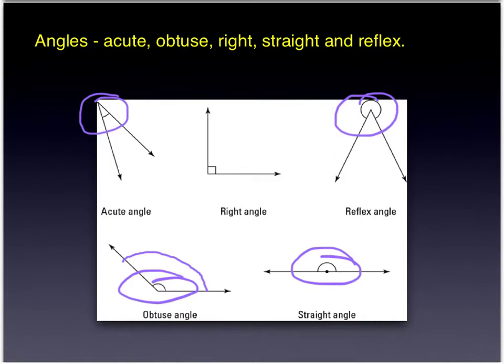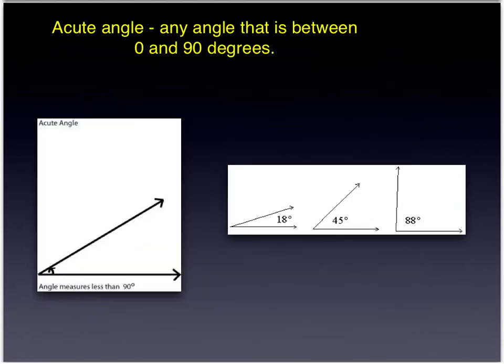And here's a little bit more detail with each. Let's start with our acute angle. It's any angle that is between 0 and 90 degrees. So you'll see any angle whose measure is less than 90 degrees. So we have 18 degrees, 45 degrees, 88 degrees. All are acute angles.